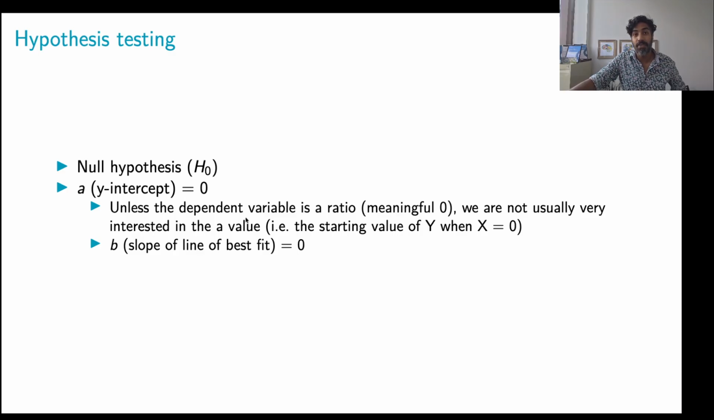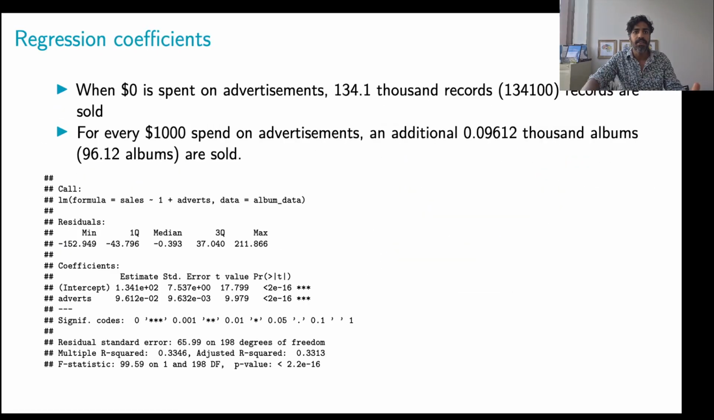Unless the dependent variable is a ratio or has a meaningful zero, we're not usually very interested in the a value, the starting value of y when x is equal to zero. We're only interested in where it cuts through the y-axis if the zero point is meaningful, typically in a ratio value. If that's the case, the null hypothesis is that the intercept is equal to zero, and the null hypothesis for the slope is always that the slope is equal to zero. That's what we're testing against when we see these significant values.